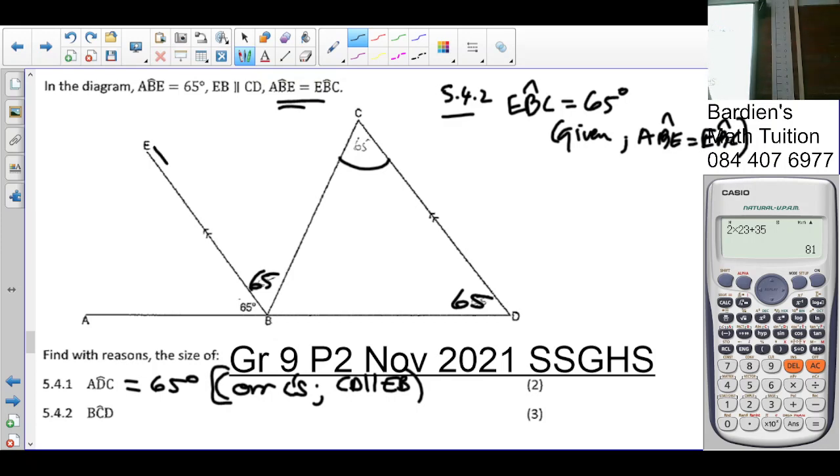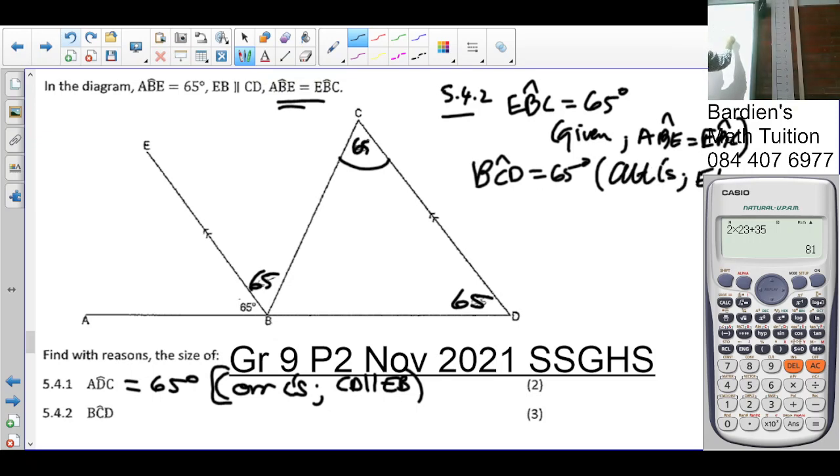Now we're going to go with the fact that it's alternate angles here. Not so? Now we say that angle BCD is equal to 65 degrees. And the reason there itself, alternate angles, with EB being parallel to CD. Yes?